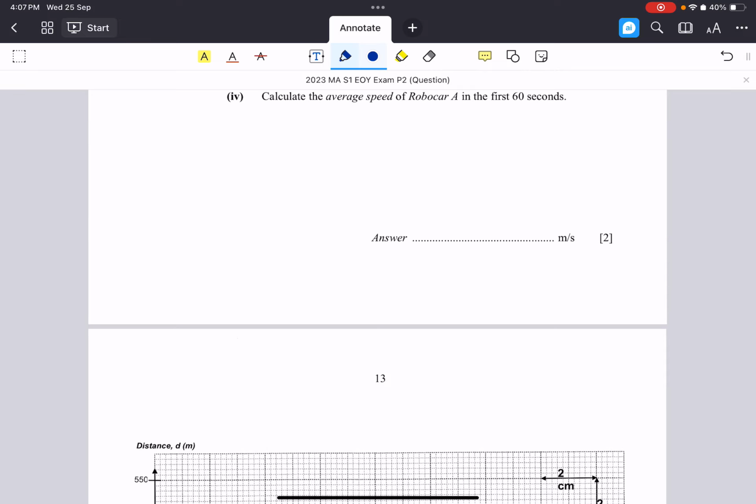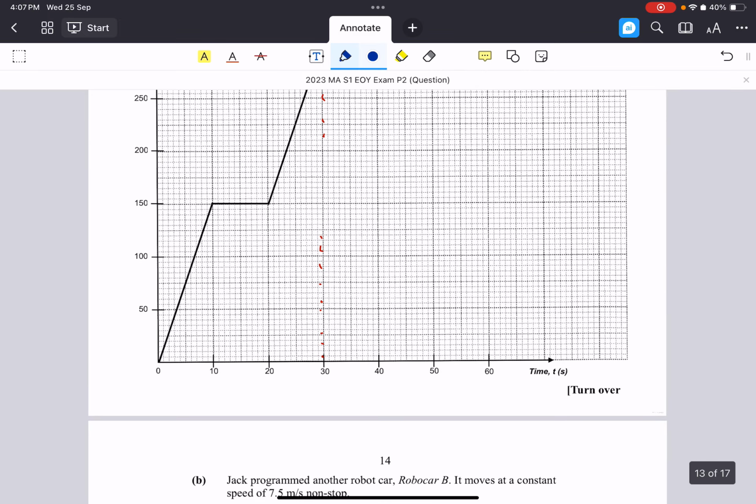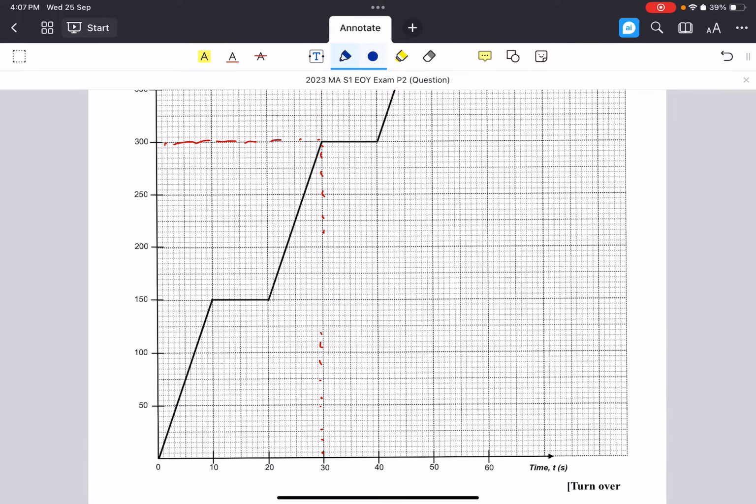For the first 10 seconds, you can see that it's a constant straight line all the way up. The y-axis, the vertical axis, is the distance. The x-axis, the time axis, is the horizontal one. So the gradient will be distance over time, y-axis over x-axis. So what is the gradient of the first part of the line?